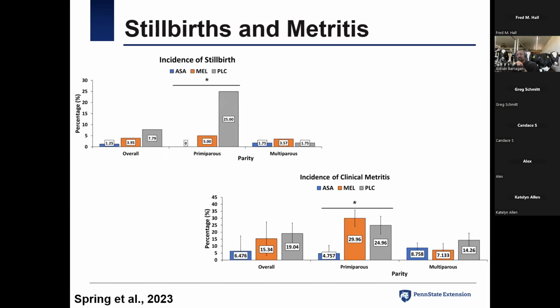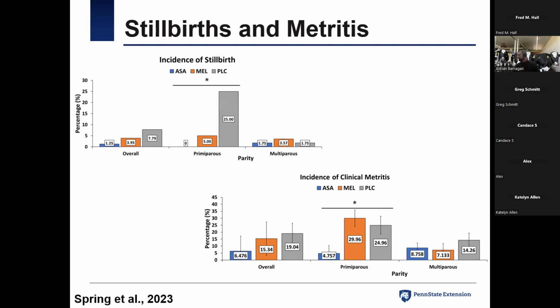And here you have stillbirth and metritis. And you can see we actually found an interaction by parity, where primiparous cows treated with either aspirin or meloxicam had lower incidence of stillbirth. And primiparous cows treated with aspirin had a lower incidence of metritis compared to meloxicam or placebo, okay? So that prepartum anti-inflammatory treatment appears to have a positive effect, but not in all the animals, only in specific categories. And those were overconditioned animals and primiparous animals, okay?